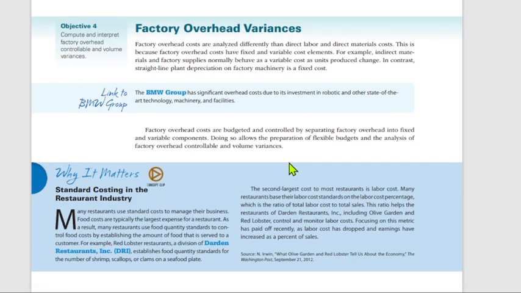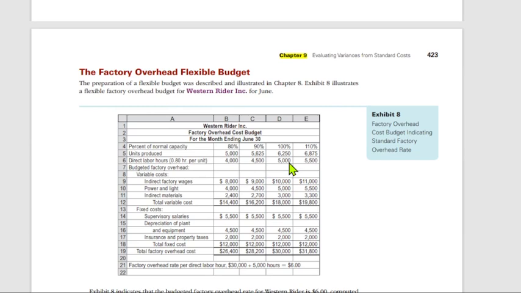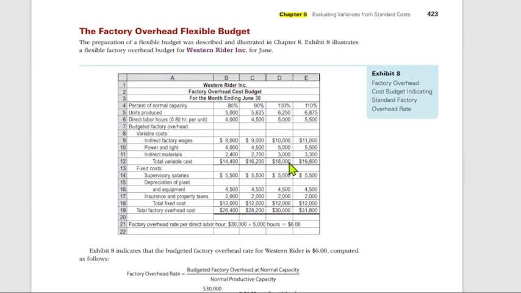The factory overhead variances, let's look at this. The factory overhead flexible budget. So we look at this. The preparation of a flexible budget was described and illustrated in chapter 8, di ba? The discussion on flexible budget kung saan when there are changes in the activity levels, there are also changes on the variable costs in that particular activity level. So yun yung ini-illustrate lang po dito.